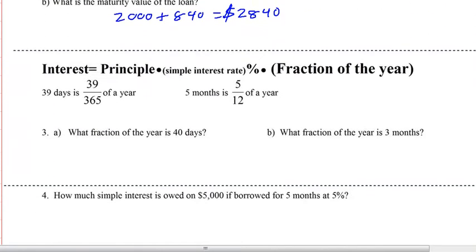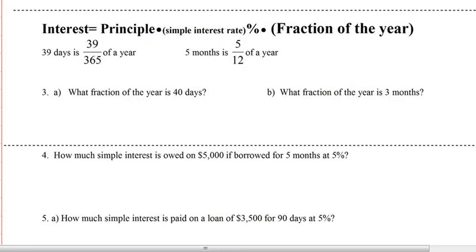Alright, what if you don't borrow for an entire year? Well, if you don't borrow for a year, then you have to pay a fraction of a year. So the time turns into the fraction of a year. So if you have days, 39 days would just be 39 out of 365. We're not going to do any reducing because you're just going to plug this into a calculator. 5 months would be 5 out of 12 because there's 12 months in a year. If you did weeks, then it would be out of 52 because there's 52 weeks in a year, almost. It's actually a little more.